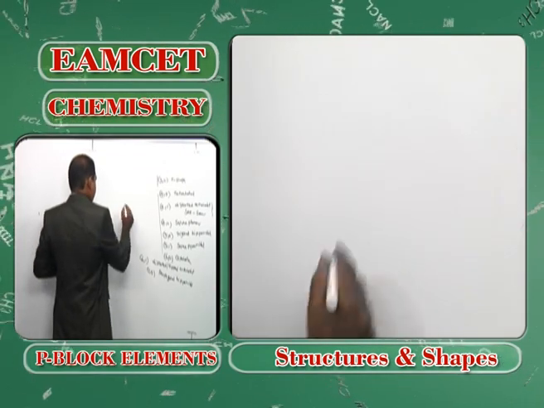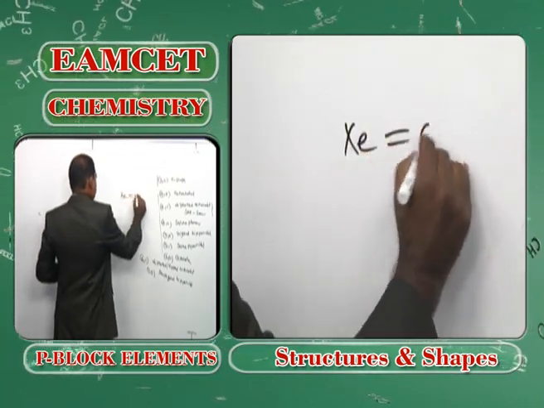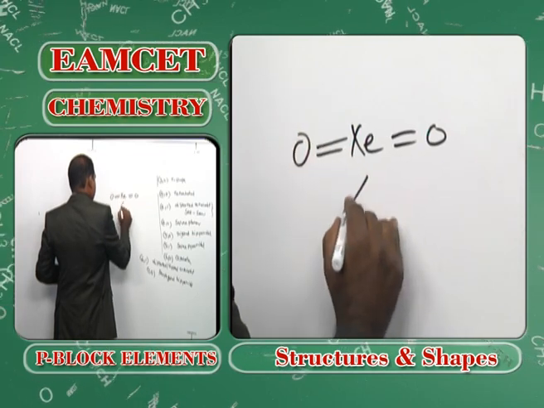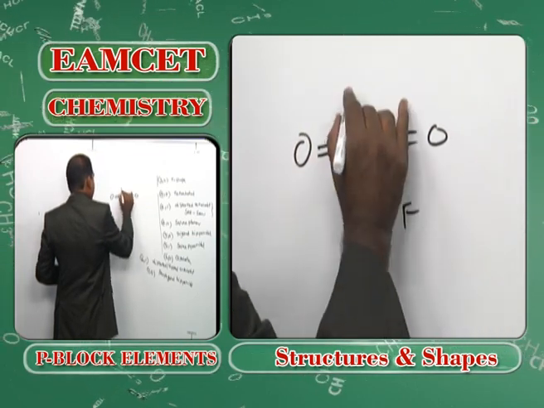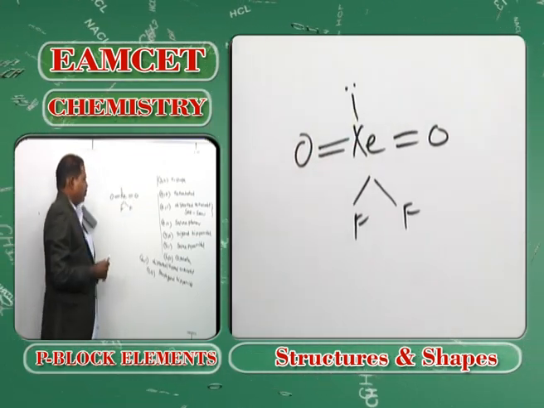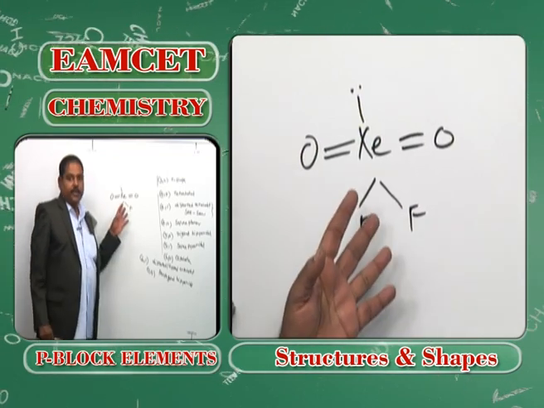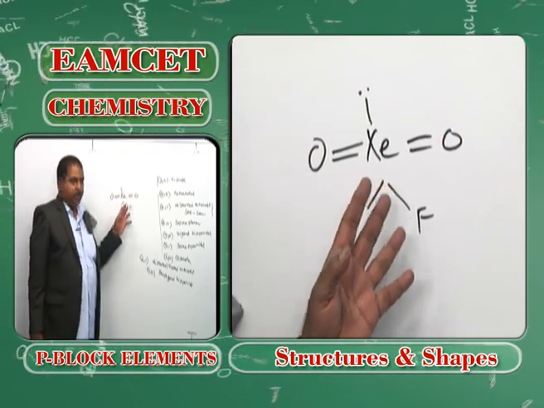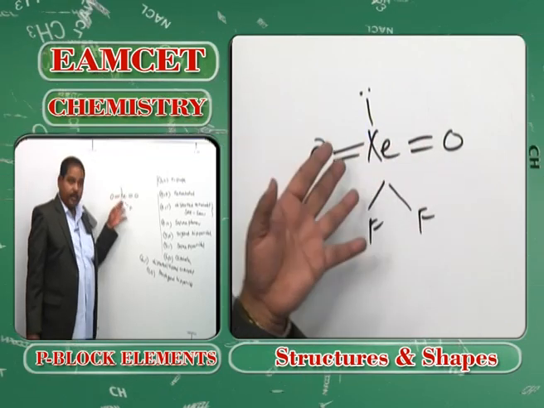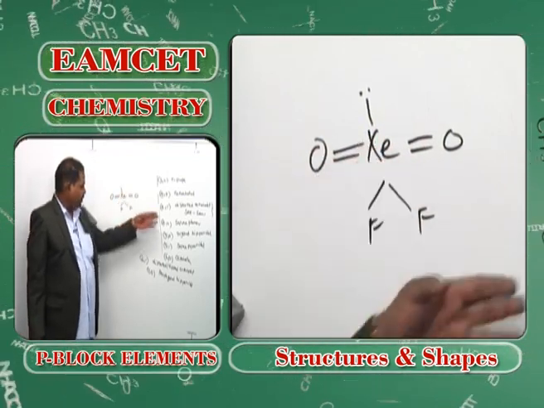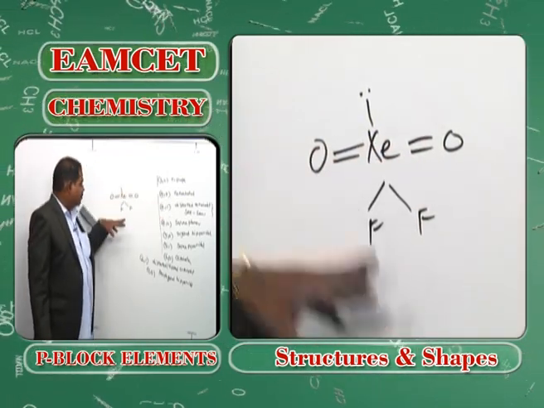XeO2F2. Once again there is a lone pair, XeO2F2. The question was given in 2012 IIT: the shape of XeO2F2 is seesaw. But what is it that you should remember?